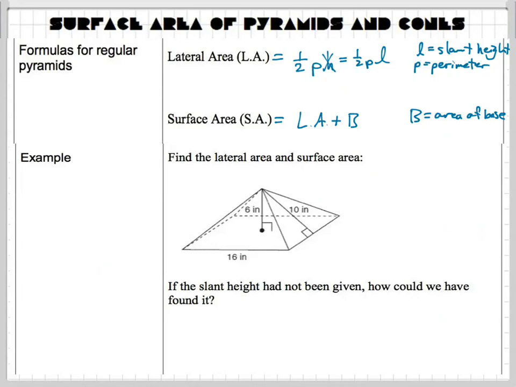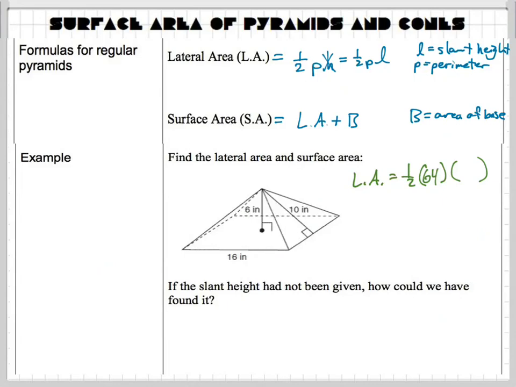Find the lateral area and surface area of this one. That's a great practice. Let's try it. So we have our lateral area first, and all we need is one half the perimeter times the slant height. Okay, what is my perimeter of this base? This is definitely 16, that's 16, that's 16, that's 16. What is that? 64? Is that right? Yeah, that's right.